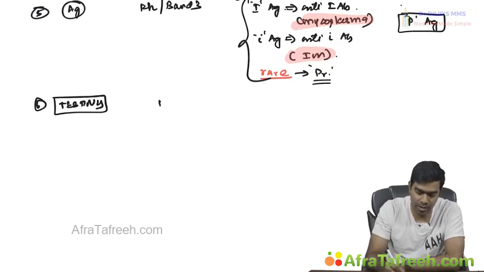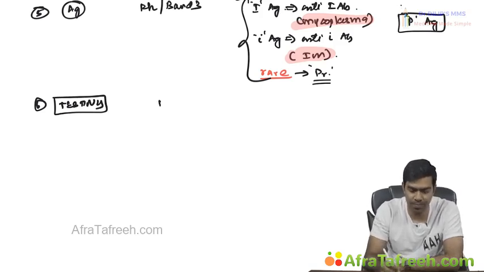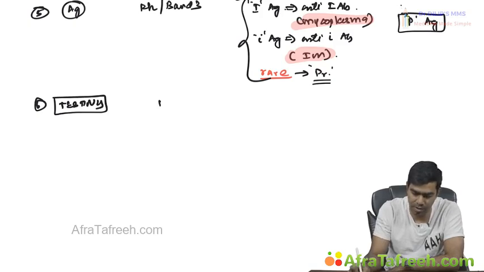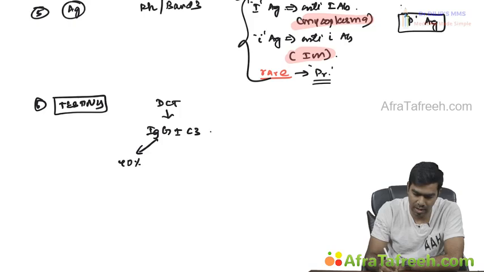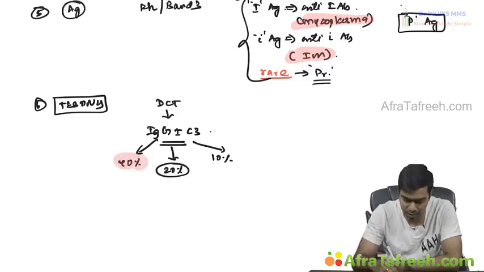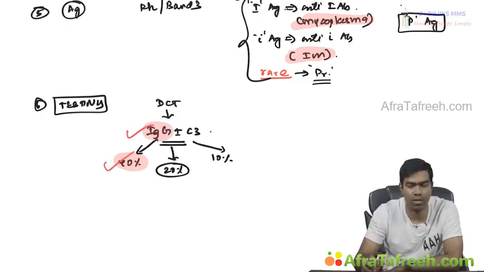Testing wise, if you ask me, it is IgG plus or minus C3 on the direct Coombs test, DCT. IgG alone will be seen in 70% of the cases, C3 alone will be seen in 10% of the cases, and IgG plus C3 will be seen in approximately 20% of the cases, which means very often you will find IgG alone in the direct Coombs test. That's what you're going to find out.